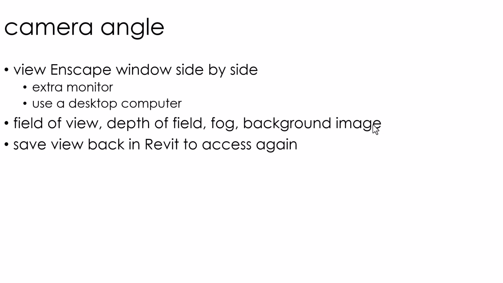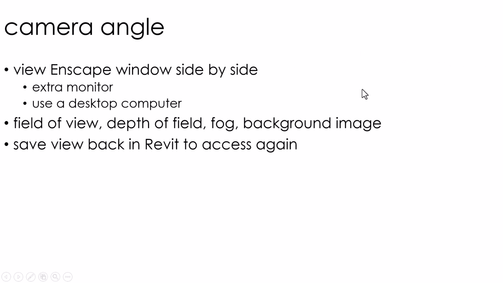And then use all those Enscape tools that help you to make the view look as it should to match your original picture, including changing the field of view, the depth of field, things like fog, and of course the background image that you can apply within Enscape. And one last thing is, once you've got it kind of perfectly aligned, using the keyboard to move your eye height up and down, all that kind of good stuff, you can save the view back into Revit so that you can access it again. It may look funny when you go back to your Revit model, but that's awfully handy.